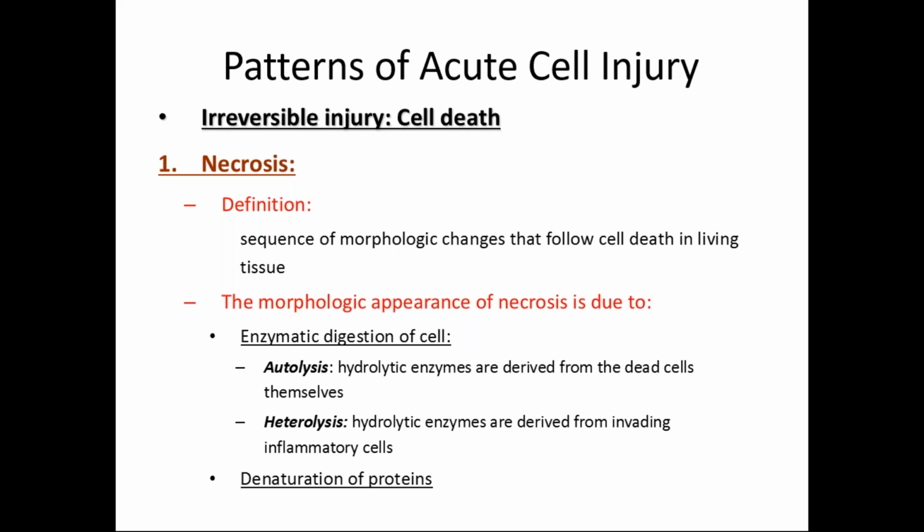One is autolysis and the other one is heterolysis. In autolysis, hydrolytic enzymes are derived from the dead cells themselves. The cell dies, and from the dead cell these hydrolytic enzymes are released, and this causes the death of the other cells. Whereas in heterolysis, the hydrolytic enzymes are derived from the invading inflammatory cells. So autolysis and heterolysis, and the other thing is denaturation of the proteins also occurs.